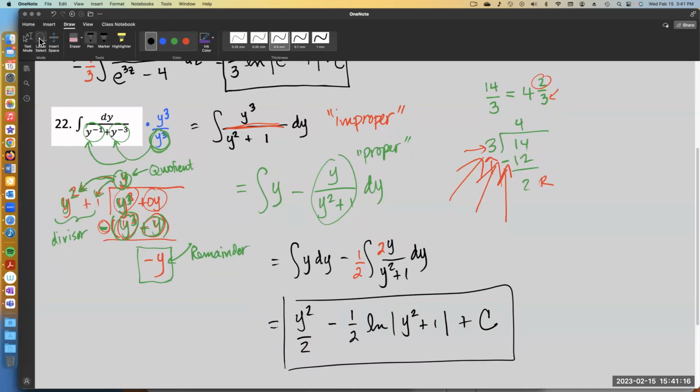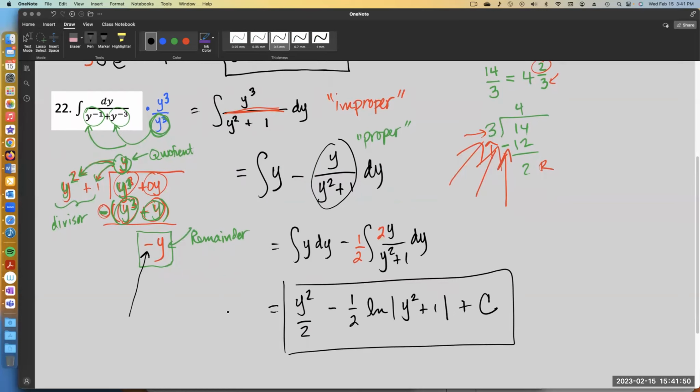All right, any piece of that you're not 100% sure about? I have a question. If the remainder was positive, would it be plus y over y squared plus 1? Yep, that's exactly right. Whatever this sign is over there is going to dictate. If you had a minus, this will be a minus. And if that happened to be a plus, then you'd have a plus there. That's right.